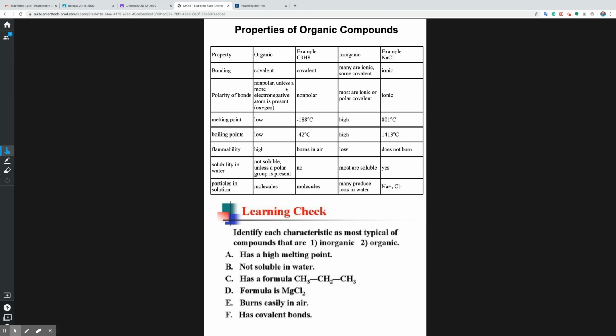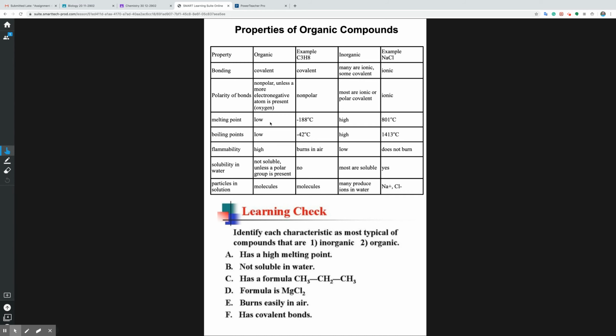Okay, polarity. They can be non-polar unless we add oxygen or something that would make them polar. For example here, C3H8 would be non-polar. For the example here, sodium chloride would be ionic.